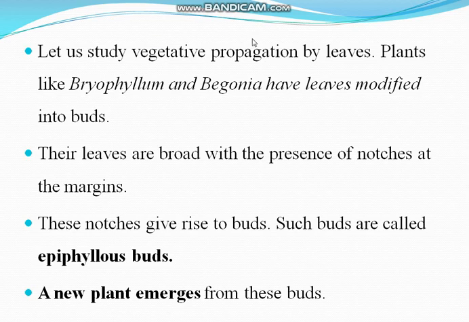Let us study vegetative propagation by leaves. Plants like Bryophyllum and Begonia have leaves modified into buds. Their leaves are broad with the presence of notches at the margins. These notches give rise to buds. Such buds are called epiphyllous buds. A new plant emerges from these epiphyllous buds.